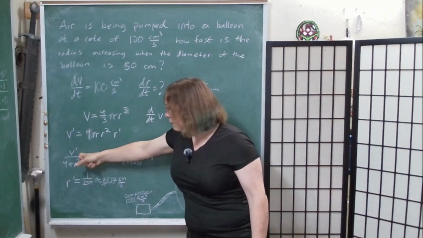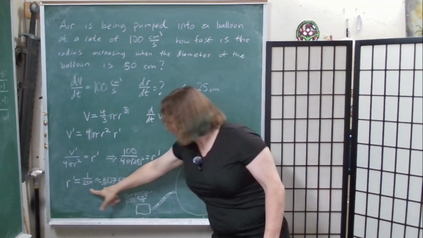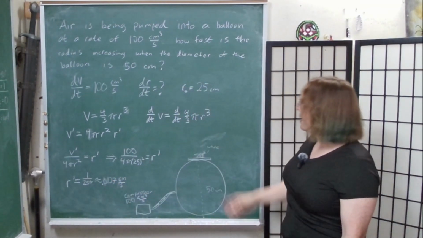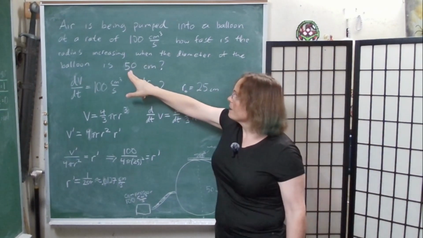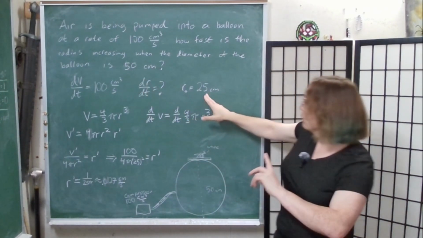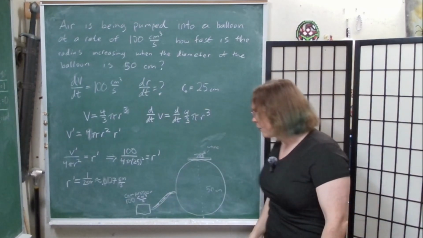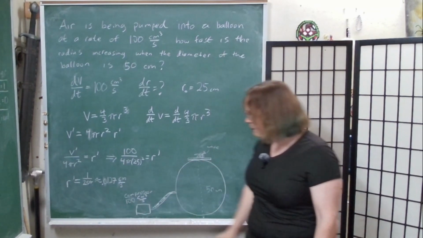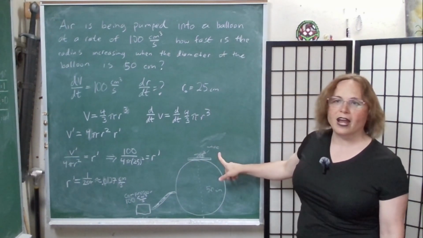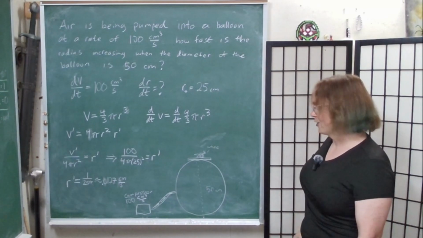We have v prime, we have r, and then it's just simple algebra to solve and show that at the 50 centimeters, which was a diameter, so we knew that we had a 25 centimeter radius, we're increasing at a measly 0.0127 centimeters per second. I don't think our ant is going to be having a whole lot of fun. That's not a very fast increase.